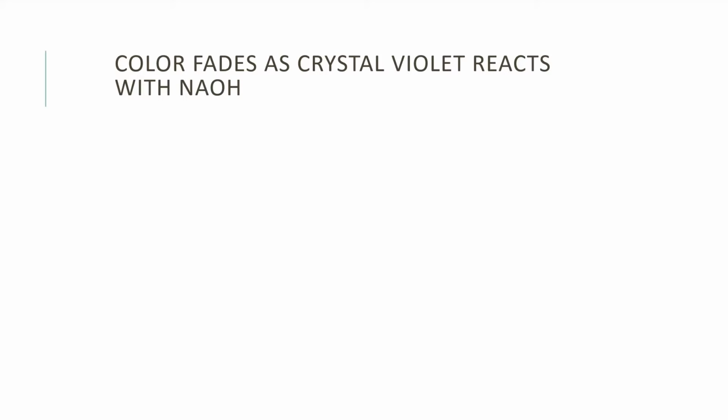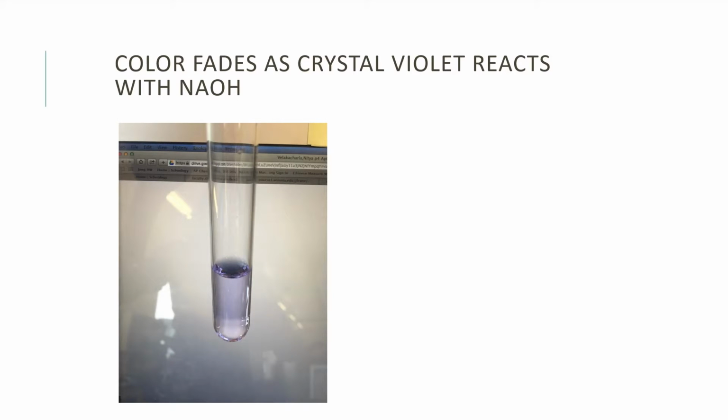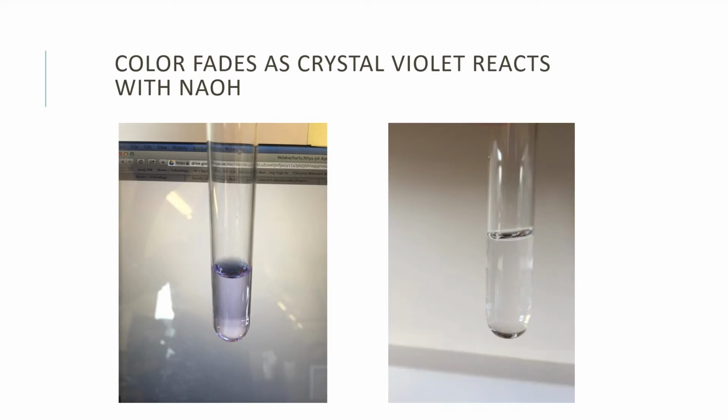Color fades as crystal violet reacts with NaOH. The photo on the left shows the Cv and hydroxide solution early in the reaction, when the color change is very minimal. The photo on the right shows the solution after a longer period of time, when the color has faded more drastically.